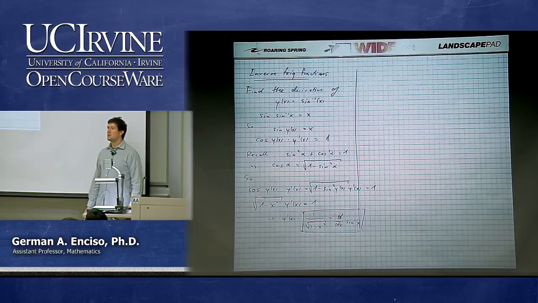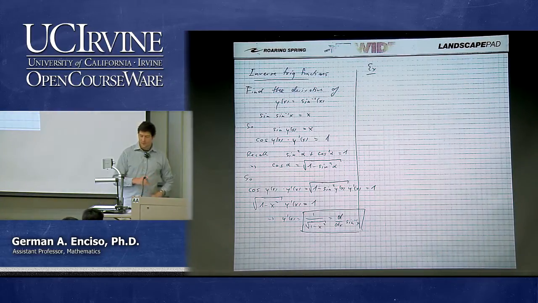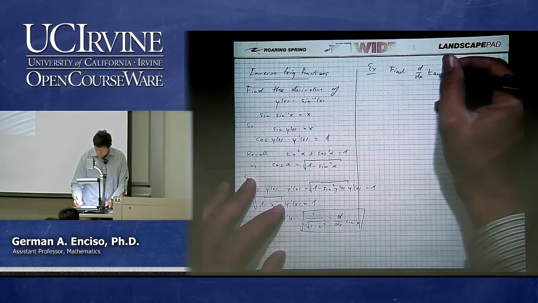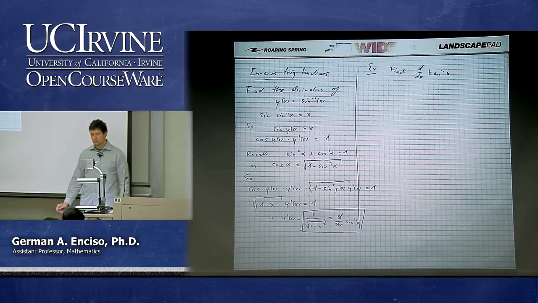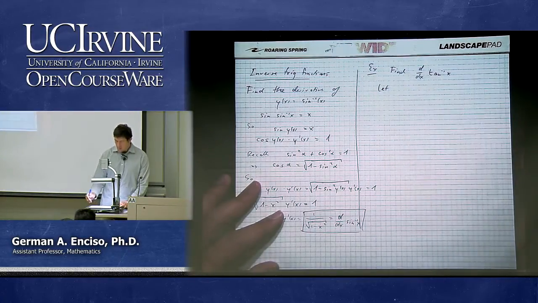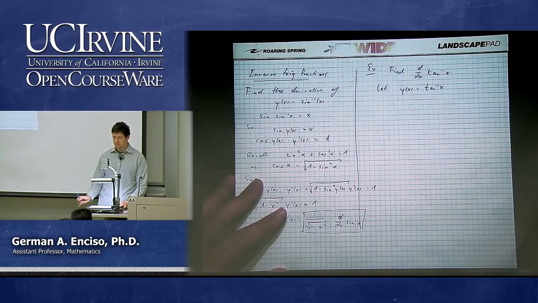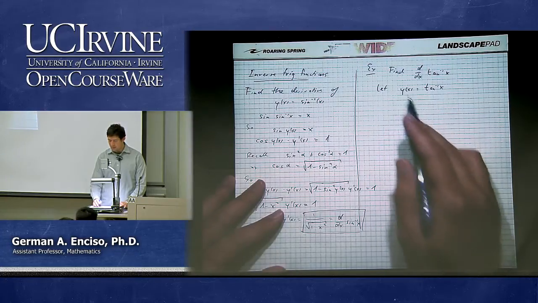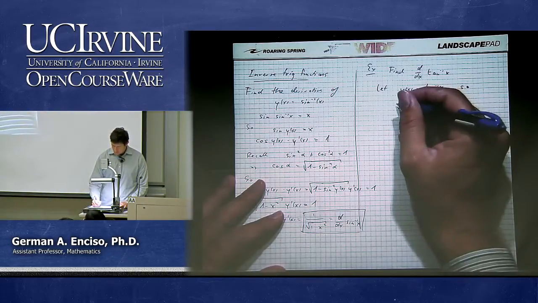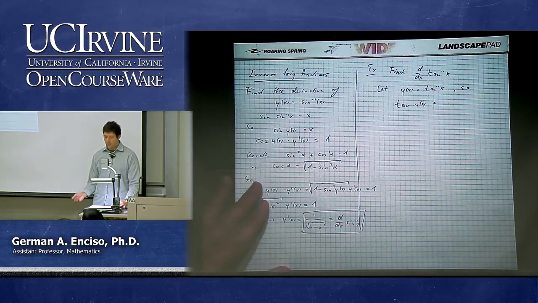Questions? No questions. What about, let's do another one. Let's do the derivative of the tangent function. Okay. So the first thing we do is we define y of x equals tangent minus 1 of x. So what equation does y of x satisfy? The equation that y of x satisfies is that the tangent of y is equal to x.